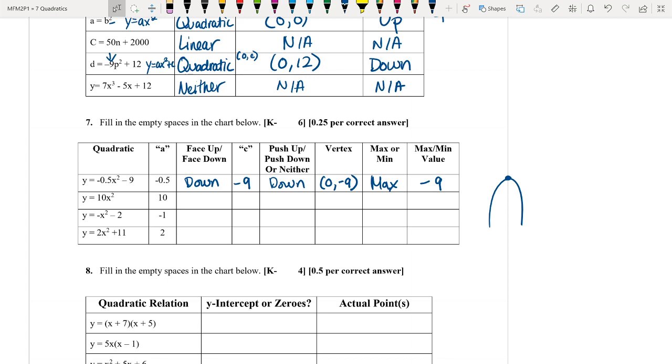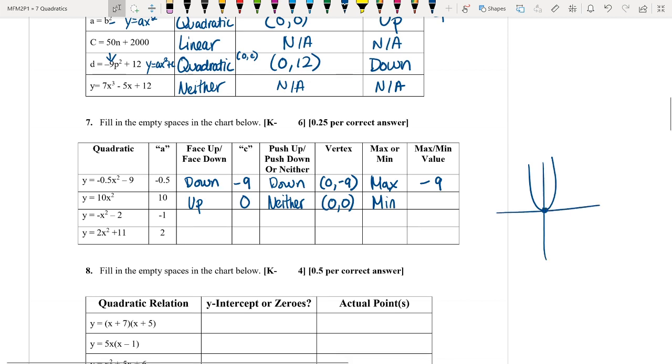The next equation is y equals 10x squared. A is positive 10, and therefore this quadratic faces up. C is 0. There is no push up or push down. The vertex is going to be 0, 0. The max or min is going to be a min, because this is going to be quite thin, probably thinner than that. I guess it depends on the scale of your x-axis, but it's going to be quite thin, and it's going to open up, and it's going to have a minimum. Your vertex is 0, 0, and your minimum is 0.